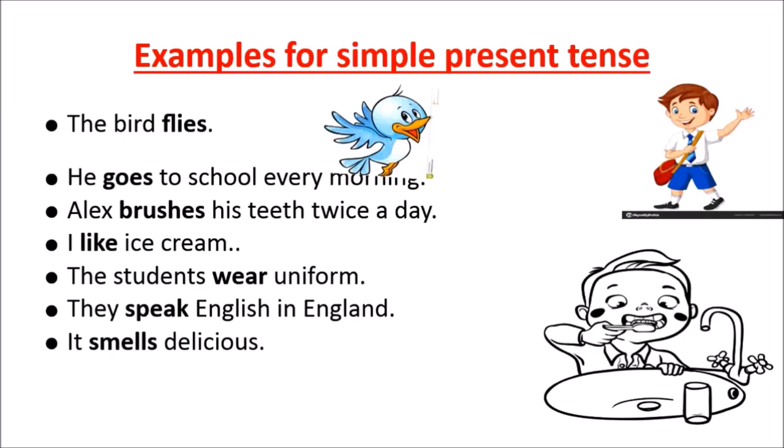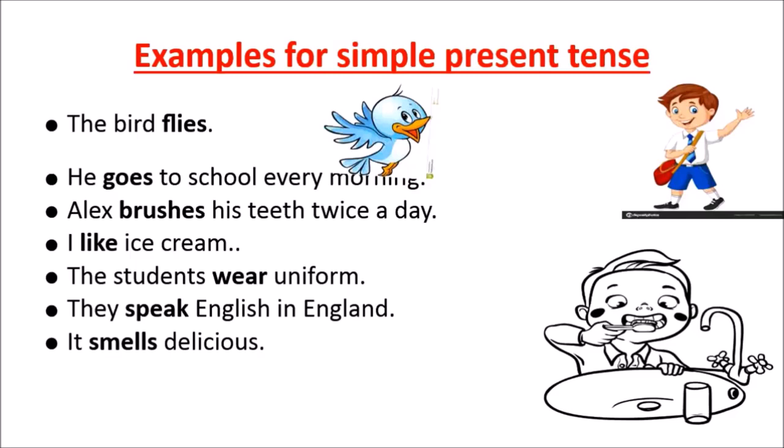They speak English in England. So it's a fact, right? So people in England mostly speak English. So that's their mother tongue. That's what is said there. So they refers to a group of people, or the people of England. So it's already in plural. That's why the verb is in singular form. So clear? Next, it smells delicious.